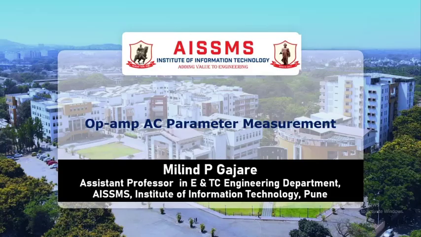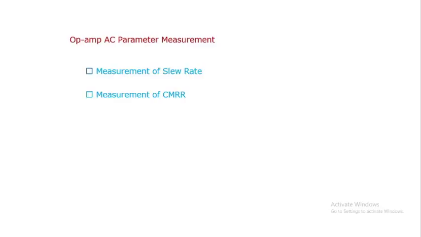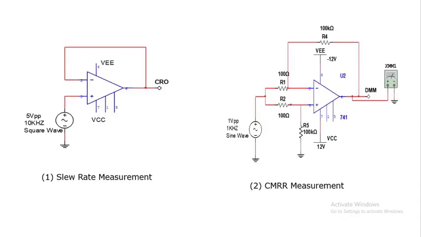Hello all. In today's video lecture, we discuss how to measure the AC parameters of the op-amp. Op-amp AC parameter measurement. In this lecture, we discuss the measurement of slew rate and the measurement of CMRR. These parameters are obtained by applying an AC signal. That's why these are called AC parameters.